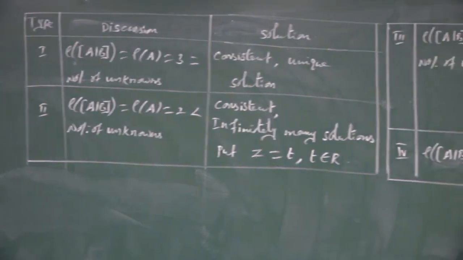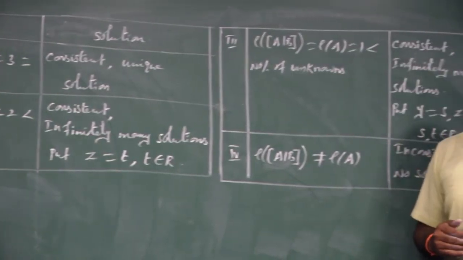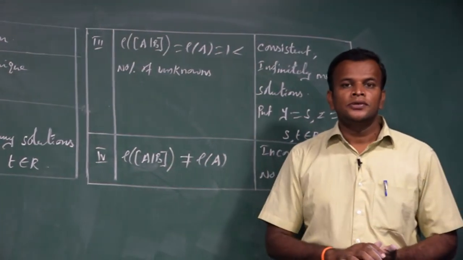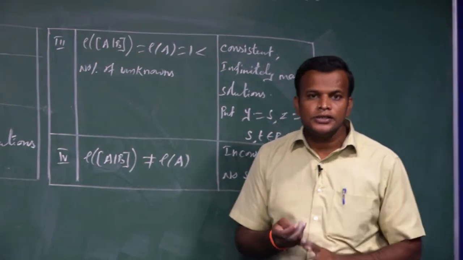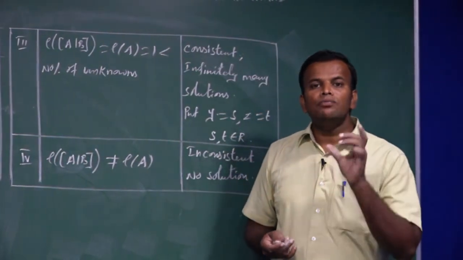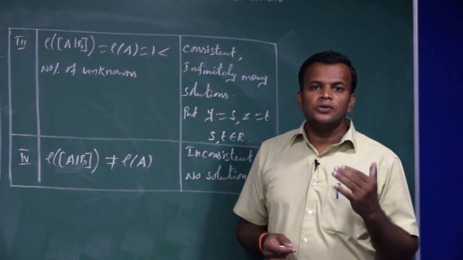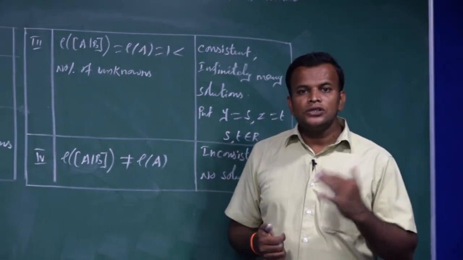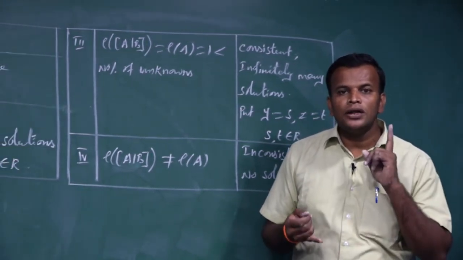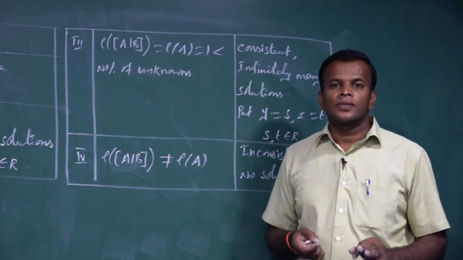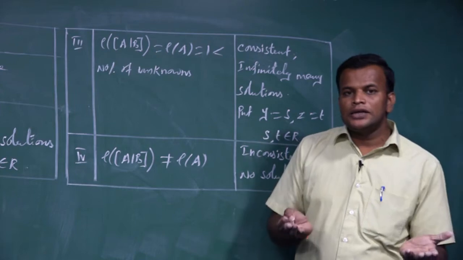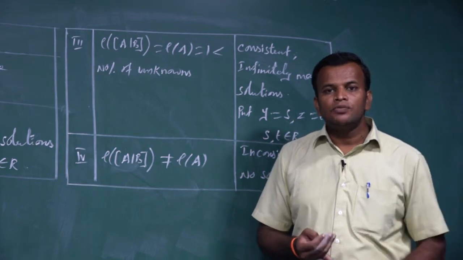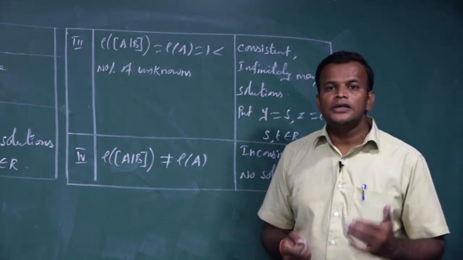Third case, both the rank should be is equal to 1. That is rho of A by B and rho of A, both are is equal to 1, which is less than the given number of unknowns x, y, z. So in this case also the system is consistent and the system has infinitely many solutions. We assign y is equal to s and z is equal to t, where s and t is a real number. What is the reason to assign these 2 variables as a constant? Because we have only one equation and 3 unknowns. And the final one, fourth one, suppose both the ranks are differ. Rho of A by B is not equal to rho of A, then the system is inconsistent and the system has no solution.